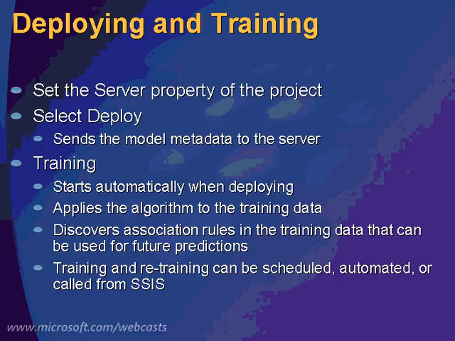Now what training the mining model means, it's called processing when you see it in the UI, is it's going to read the data from the data source through the data source view, and it's going to start to analyze that data to find the association rules that we're talking about. So it's going to apply the algorithm to the training data. It's going to discover those association rules and prepare them in such a way that they can be used to perform predictions.